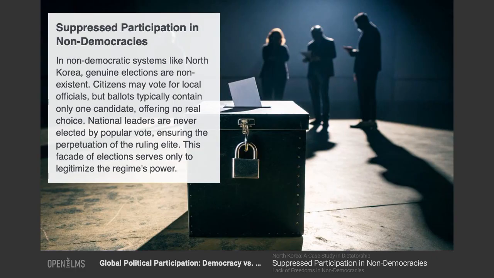Suppressed participation in non-democracies. In non-democratic systems like North Korea, genuine elections are non-existent. Citizens may vote for local officials, but ballots typically contain only one candidate, offering no real choice. National leaders are never elected by popular vote, ensuring the perpetuation of the ruling elite. This facade of elections serves only to legitimize the regime's power.